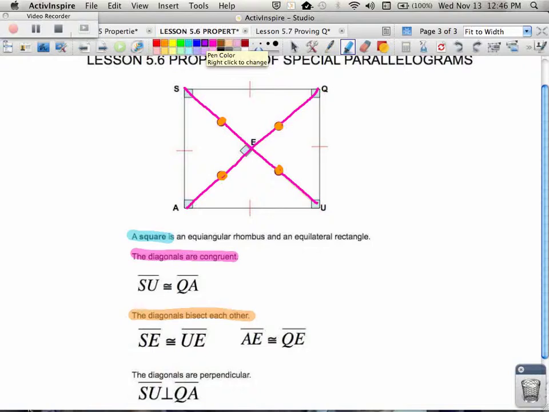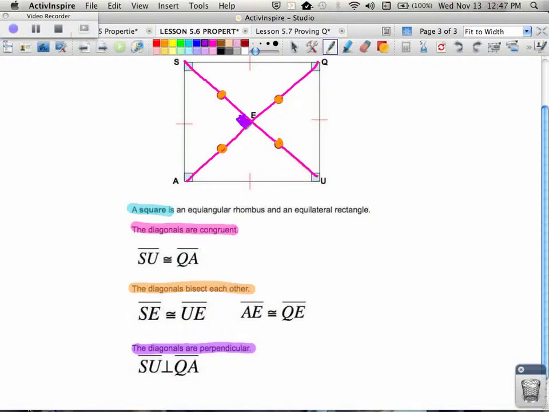I also know that the diagonals are perpendicular to each other. You might recall that previously in the rectangle that was not true, although it was true in the rhombus. So you see the right angle here in purple. And in fact, that would create 4 right angles. Again, this is in addition to all the rules of a parallelogram.